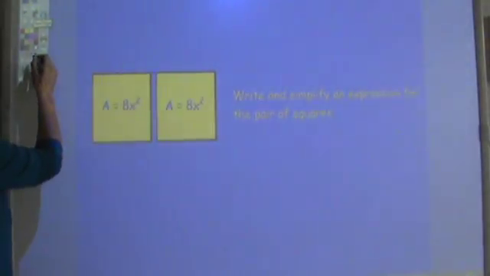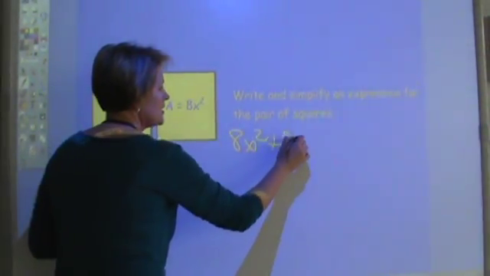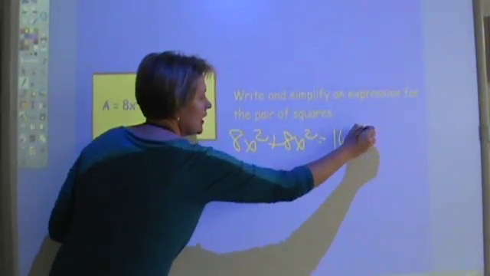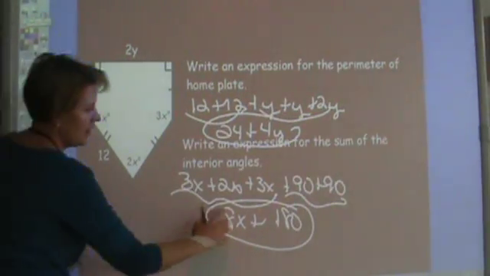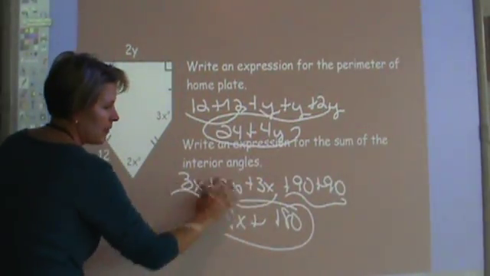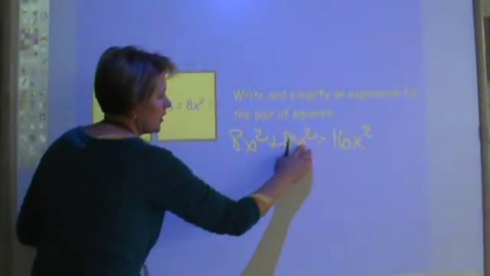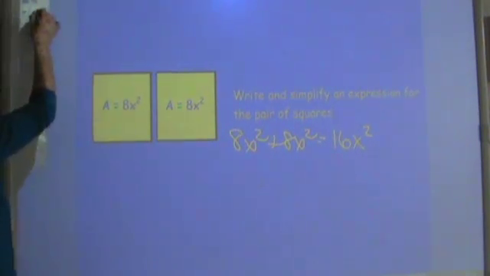Okay, write and simplify an expression for the pair of squares. So basically we're just adding these together. 8x squared plus 8x squared is going to be 16x. Now it's squared, okay? Don't add those two together. Just like we didn't back here, it's x and x and x. When we're combining together, they're still x's. It's not x cubed, okay? So x squared and x squared, that means they're like terms. We can add them together, but it remains x squared.